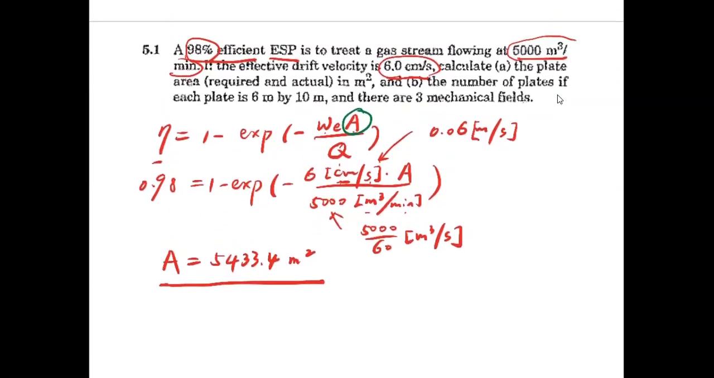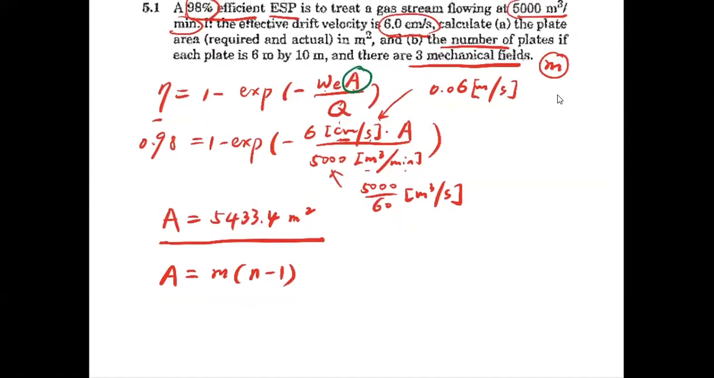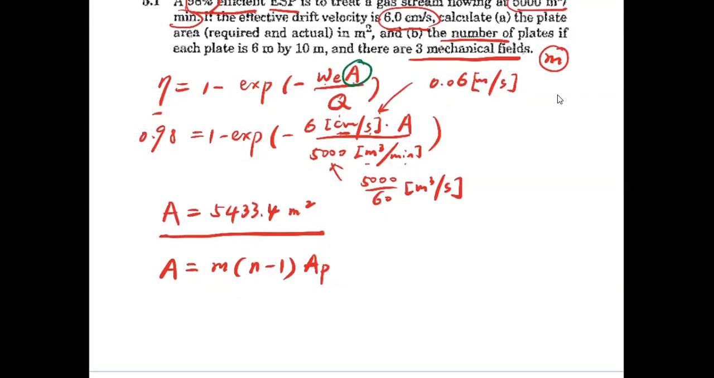So we mentioned that to calculate how many plates we need, we have to think about several things. First is the mechanical fields, right? We use M as the number of mechanical fields. We need to first equate this number with M multiplied by (N minus 1), multiplied by AP, right? So M is the number of mechanical fields. We need to minus 1 for the number of plates in each mechanical field, mainly because we're not using all the plate area to solve the collection efficiency, right?